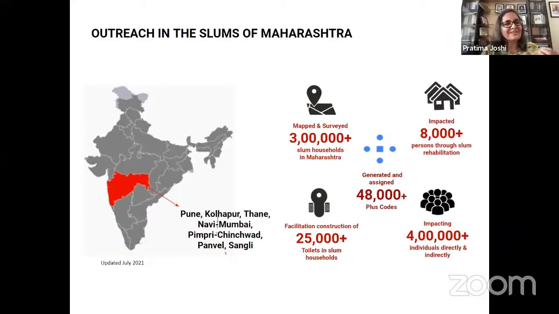And more recently, we have also started looking at locational ID, which can be put on Google Maps and allow people to reach the houses of the poor, which otherwise has never been a possibility. So moving on to the next slide.